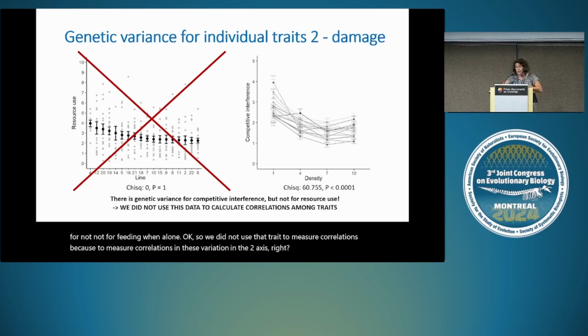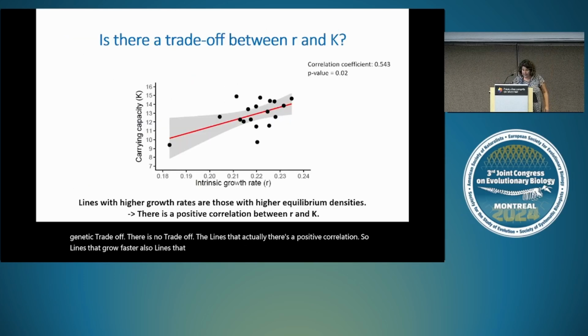So, is there a trade-off between R and K? Finally, after 11 or 12 minutes of talk. No, there is no genetic trade-off. Actually there's a positive correlation. So lines that grow faster are also lines that reach higher carrying capacity.